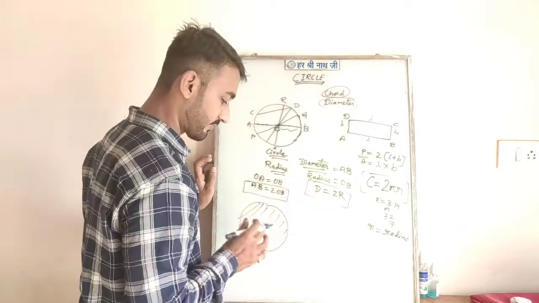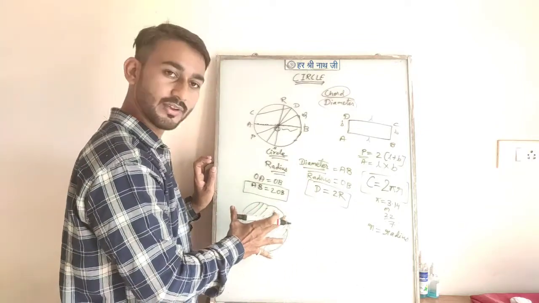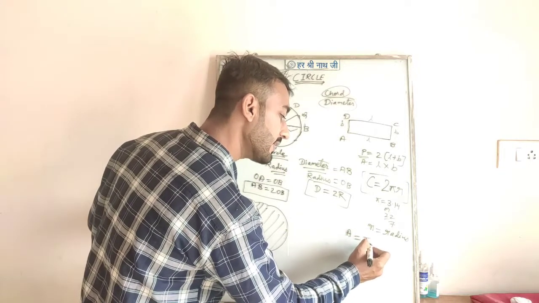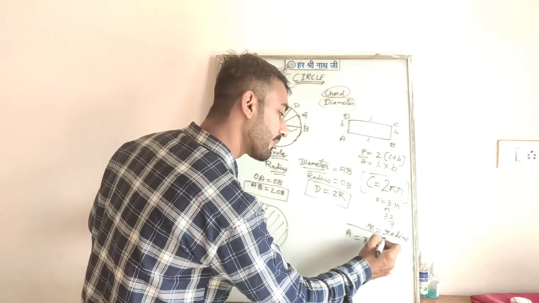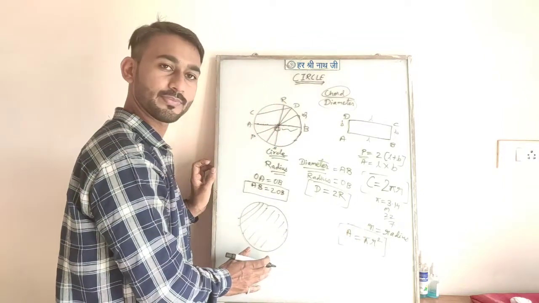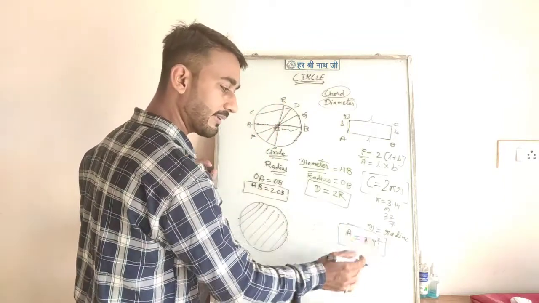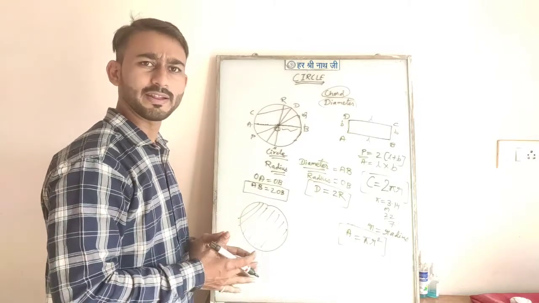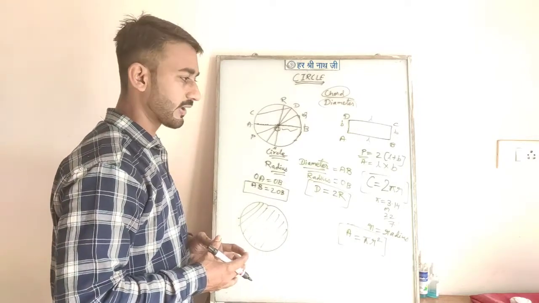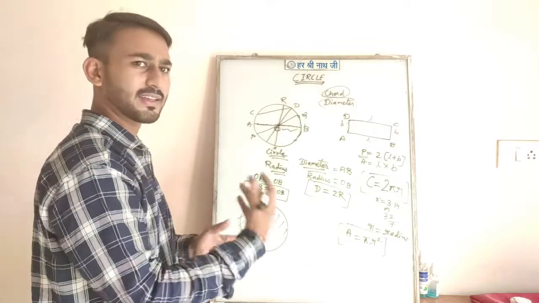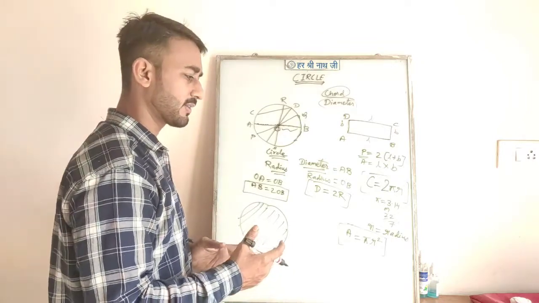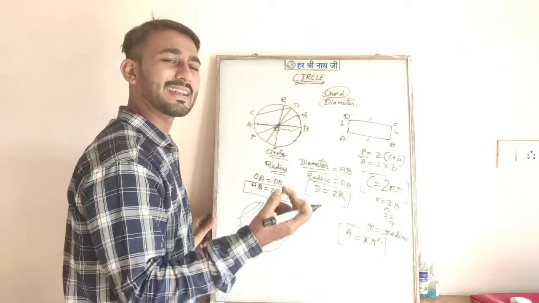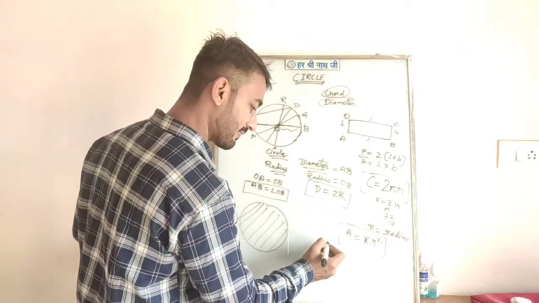Now about the area. The area enclosed by this circle is given by pi r square, where pi is 22/7 and r square is the square of the radius. I hope this is pretty clear. Okay, so let me give an example by giving a question. Suppose you have to find the area of a circle whose radius is 7 centimeter.